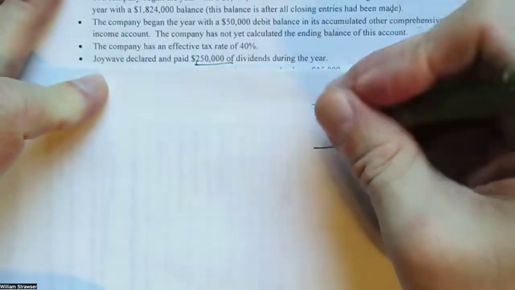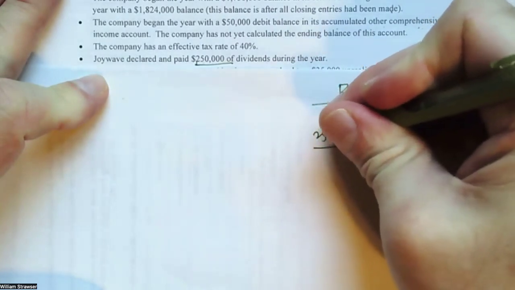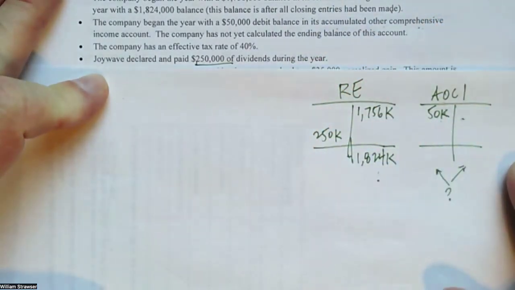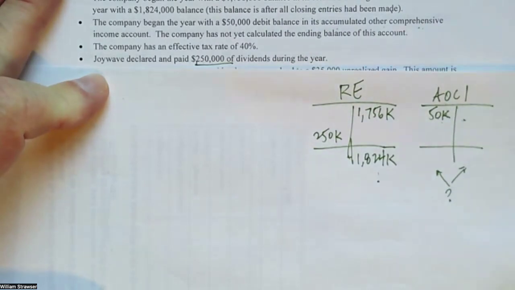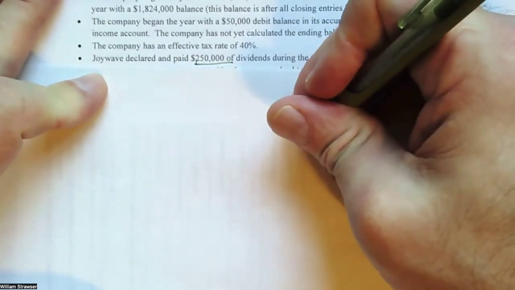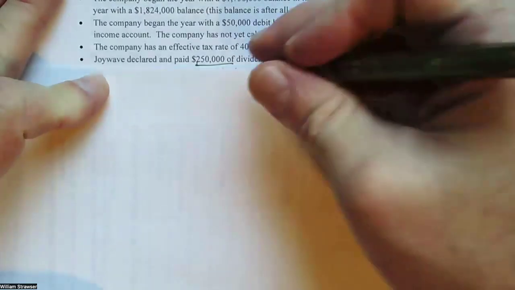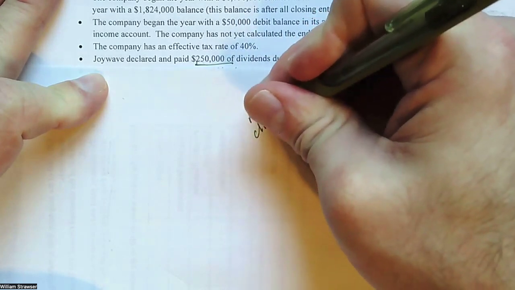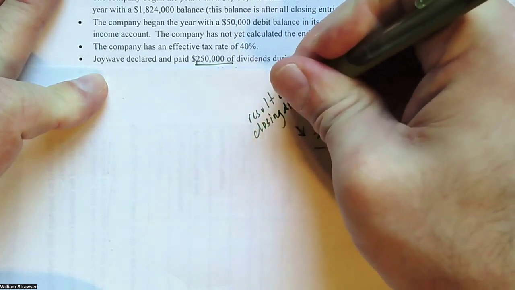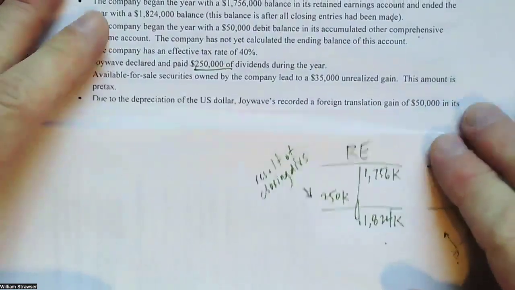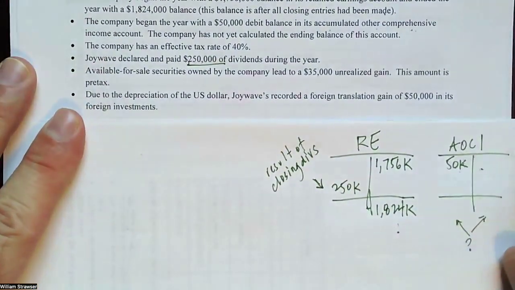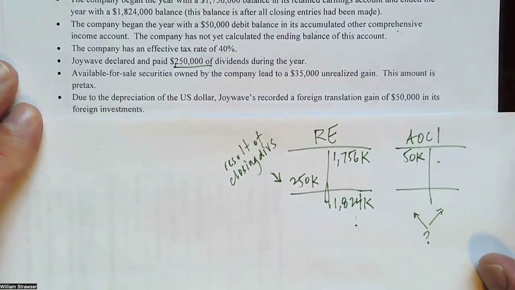If they declared $250,000 of dividends, that would be a debit to retained earnings when I close those dividends with a credit. We saw that already. Just remember, this would be a result of closing dividends. Then we have two additional transactions that are noted.